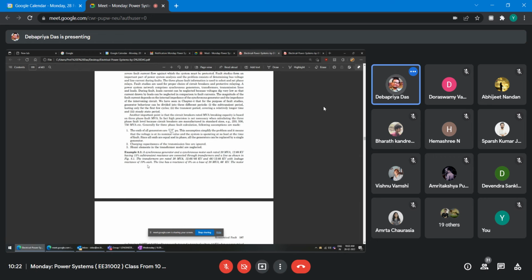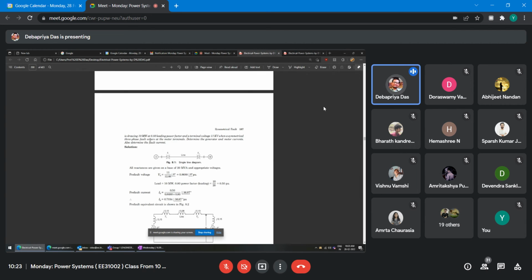That is, X is equal to 0.1 for those transformers, right? The line has a reactance of 8%, that is 0.08 per unit on a base of 20 MVA, 66 kV. The motor is drawing 10 megawatt at 0.8 leading power factor, not lagging, leading power factor, and a terminal voltage of 11 kV. Now, when a symmetrical three-phase fault occurs at the motor terminals, determine the generator and the motor currents. Also determine the fault current.